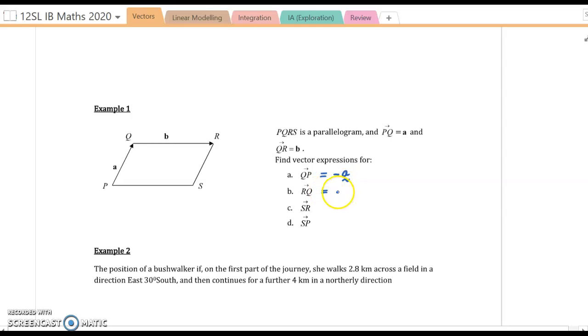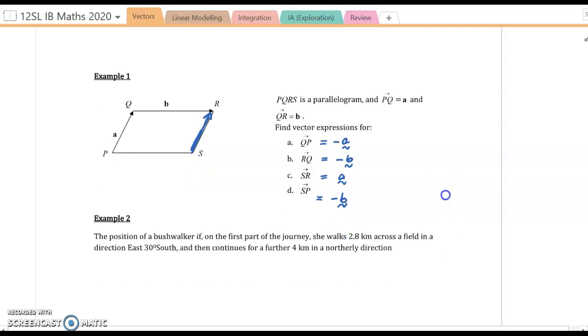RQ is the negative vector of B. SR is going to be vector A. So I know SR is over here and A is over there, but you can pick up that vector and move it and it will still be the same vector. So in the same way, SP is negative B.